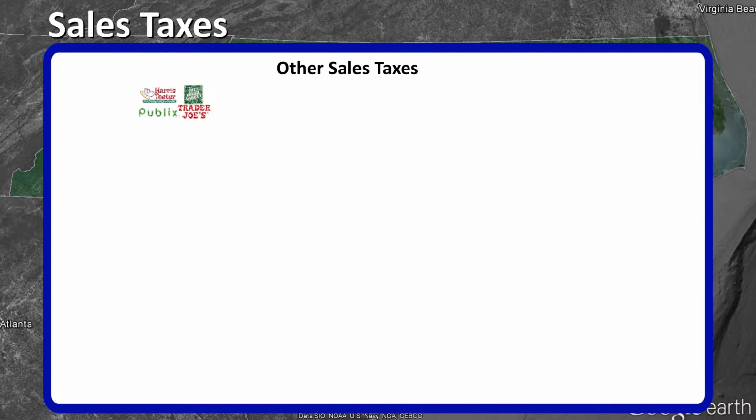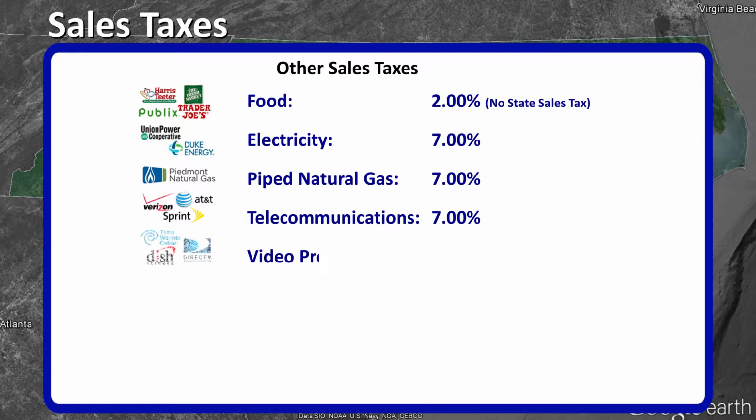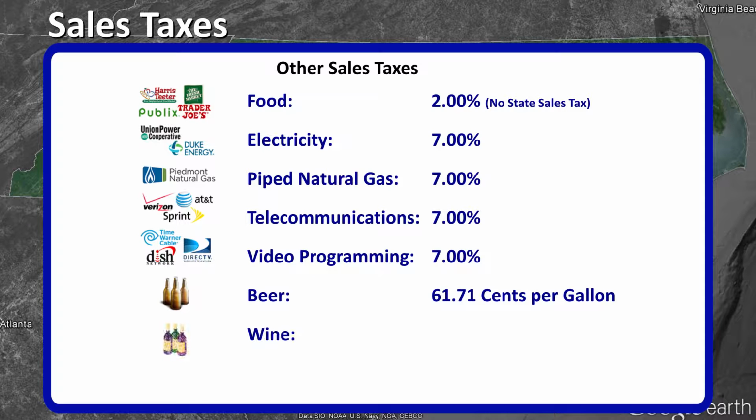So far, we've considered general merchandise, but there are several other forms of sales tax. When you go to the grocery store, pay your power bill, your gas bill, pay your telephone or cell phone bill, or buy cable or satellite TV. Even beer, wine, and liquor are taxed, but it's by the gallon.